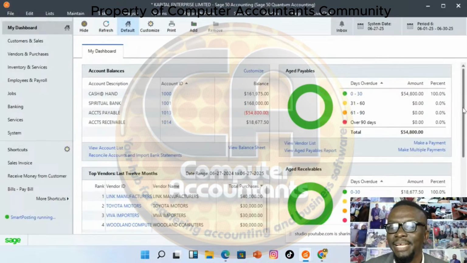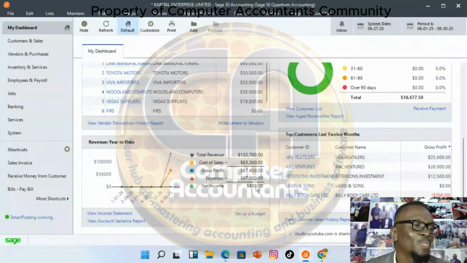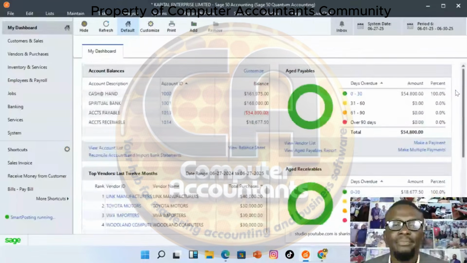You see what is going on. See, my home page is reacting. Look at the graphical representation of my profit and loss. You can see the summary of my profit and loss, the gross profit, total expenditure made. I'm having a net income of 400. You can also see my account balances, vendors for the last 12 months. So this is more like the graphical visualization of what I have done.